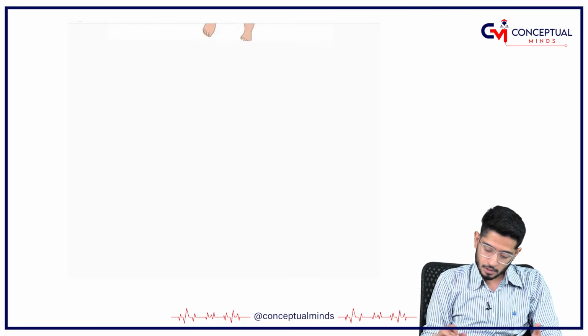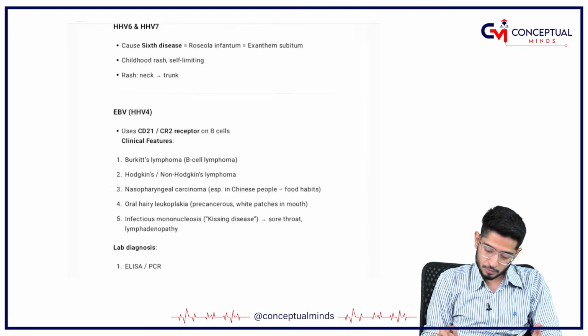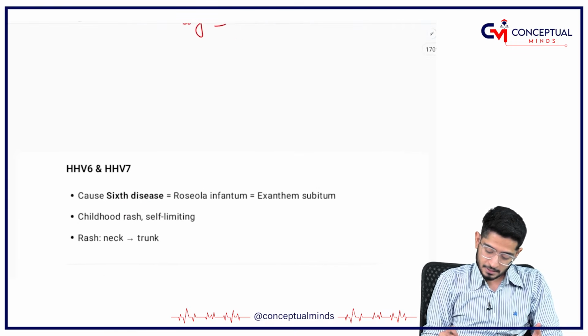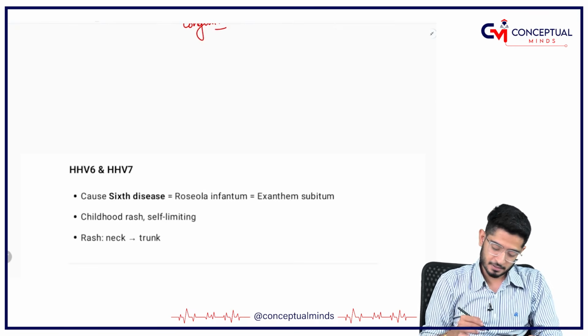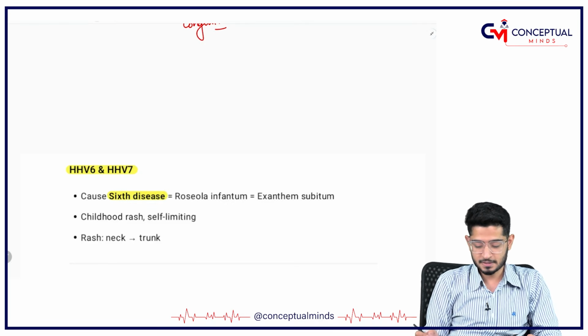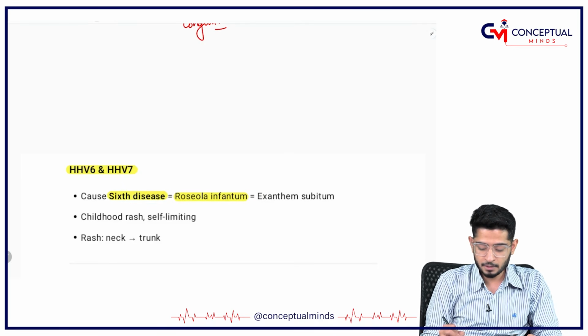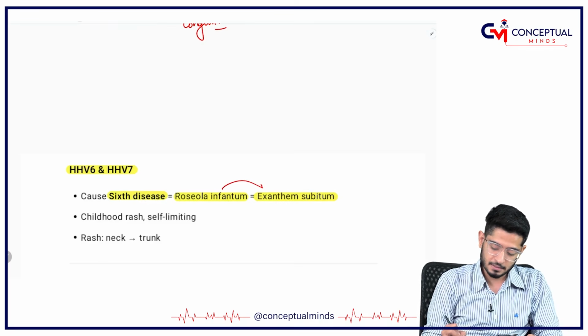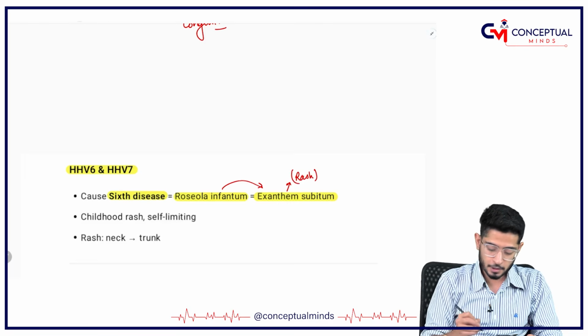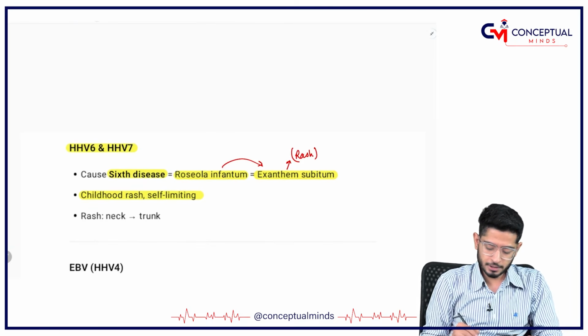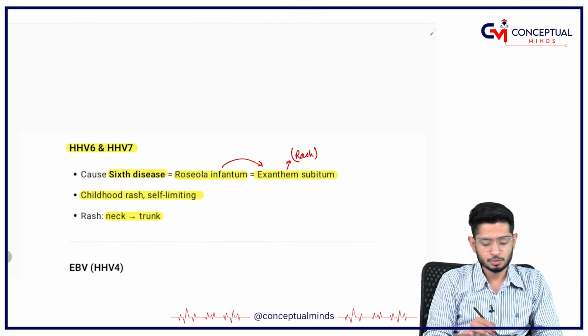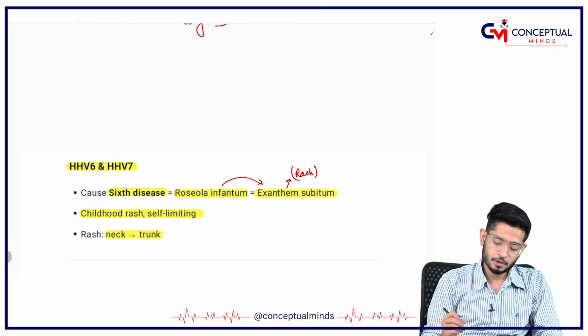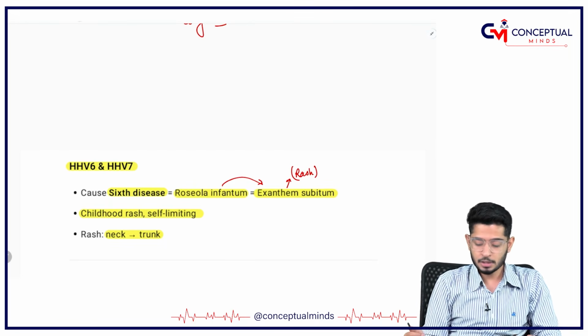The main reason behind telling you this is the context of HHV6 and 7: it is responsible for causing the sixth disease called roseola infantum, also called exanthum subitum. Exanthum means rash. It is a childhood rash and it is self-limiting. First it comes onto the neck and then it goes to the trunk.